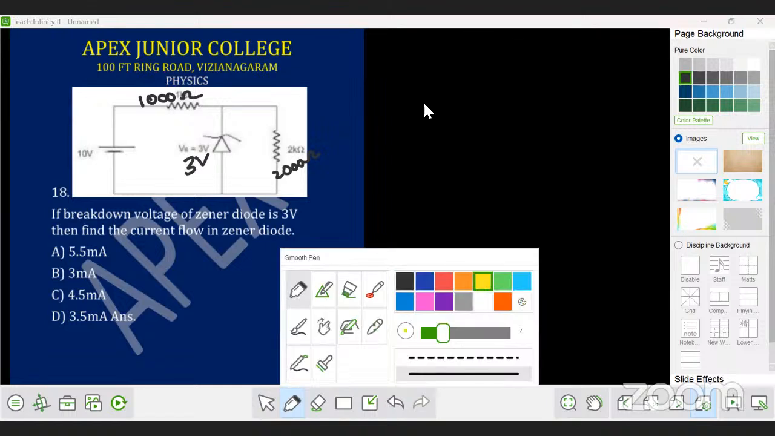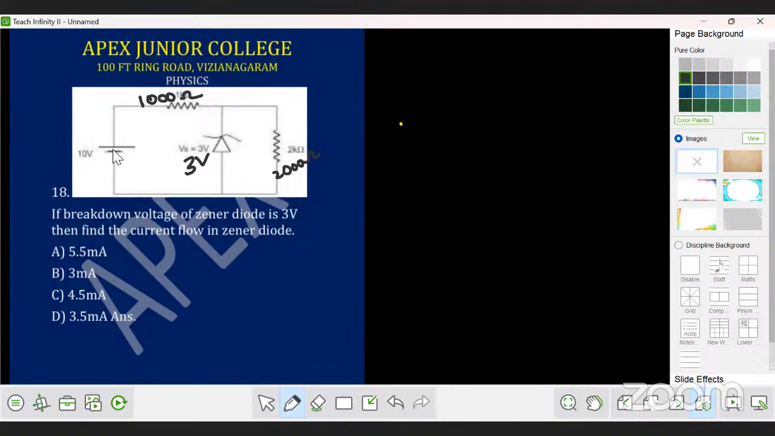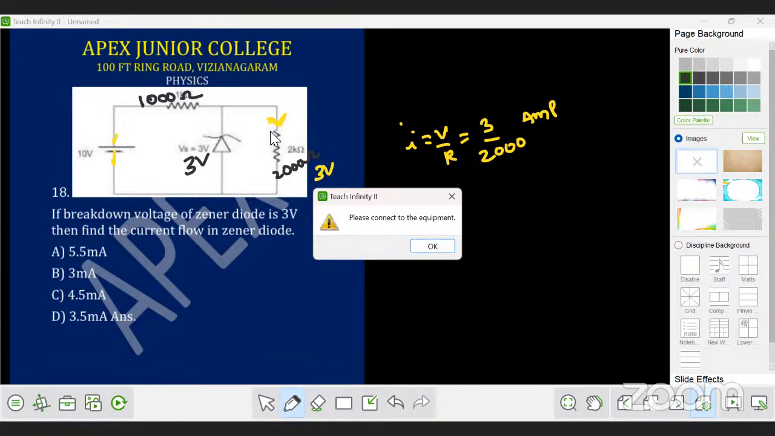Now, totally how much voltage is given here? 10 volt is given here. Now, in a parallel combination the voltage remains the same, only na? Here the voltage is 3 volt, so here also the voltage will be 3 volt. Then what is the current here? I is nothing but V by R. What is V? 3 volt. What is R? 2000. This is the current passing through this particular resistor.